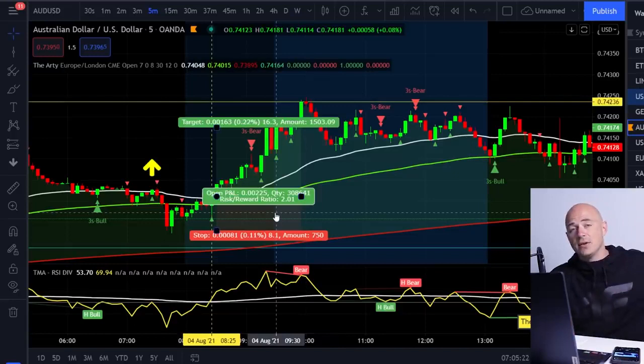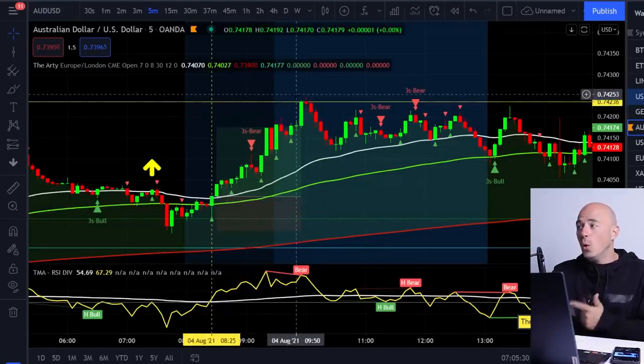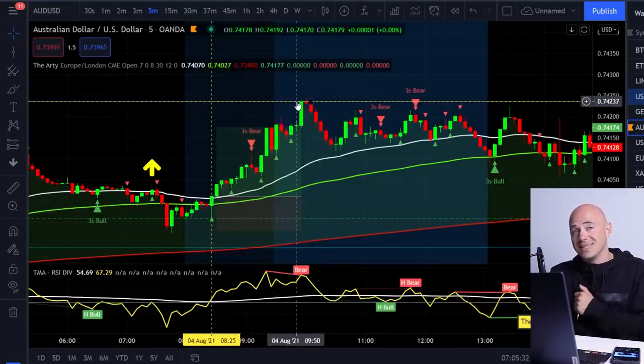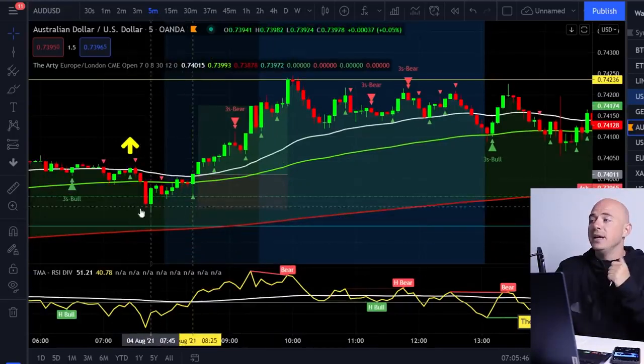But divergences are a very advanced thing to know in trading, so if you're not there yet, don't worry about it. Just take your 2-to-1 risk-to-reward ratio or target your next support and resistance zone. And that's literally how to trade successfully.